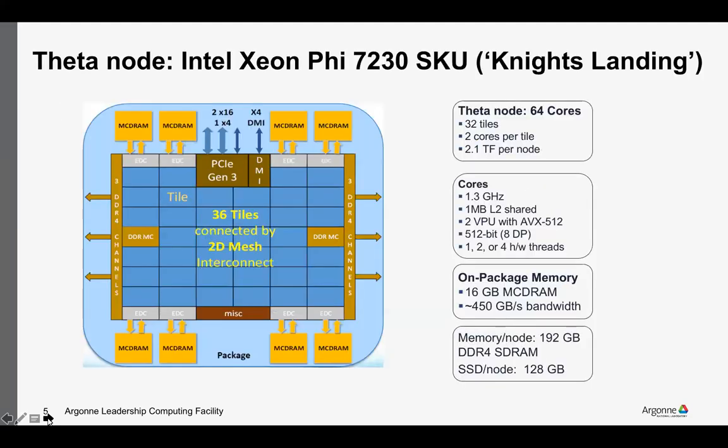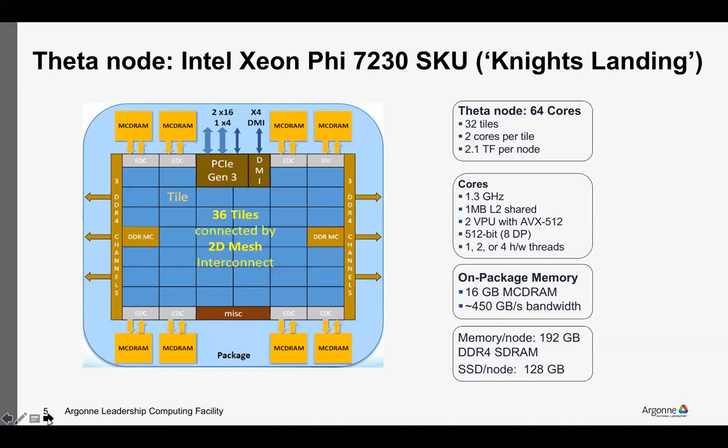The Theta node itself is a Xeon Phi 7230, or Knights Landing. And the key thing is on Theta, there are 64 cores per node, giving a total of 2.1 teraflops per node. Now, each core has 2 vector processor units, or VPUs, running AVX-512. So the vectors are 512 bits wide, or 8 double precision numbers. Each core supports 1, 2, or 4 threads in hardware.